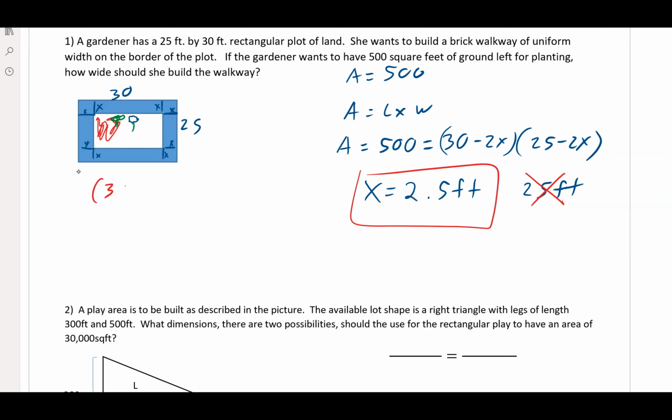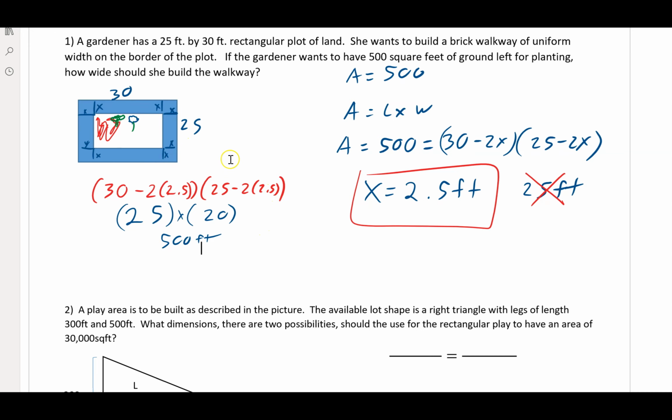So what are the dimensions of the dirt? How much room do you have? If we put the 2.5 here, and then the 25 minus 2 times 2.5 here, it should give us our dimensions. So that's just 30 minus 5, which is 25, and 25 minus 5, which is 20. And putting that together, look, there's 500. So she's going to do a 25 by 20 foot lot inside with a 2.5 foot wide pathway. It's kind of narrow, but that'll give her what she wants.